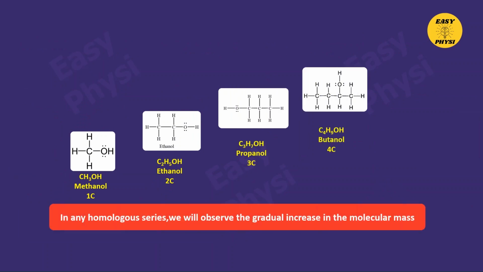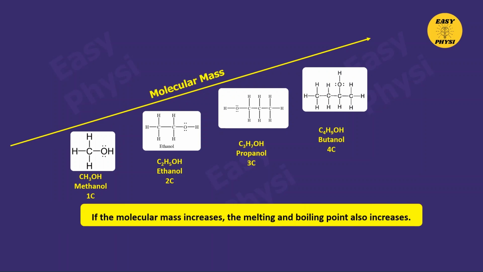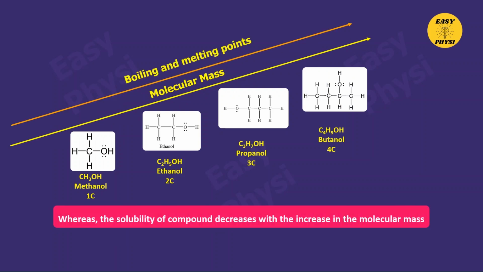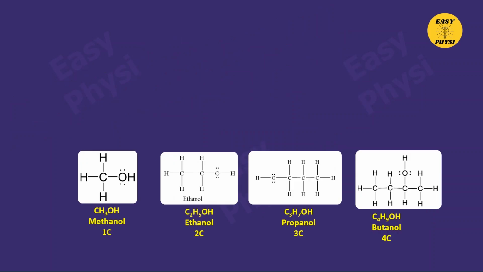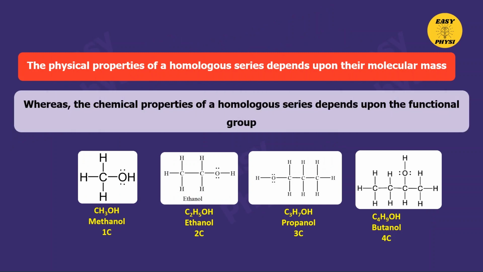In any homologous series, we will observe the gradual increase in the molecular mass. If the molecular mass increases, the melting and boiling point also increases, whereas the solubility of carbon compound decreases with the increase in molecular mass. The physical properties of a homologous series depends upon their molecular mass, whereas the chemical properties of a homologous series depends upon the functional group.